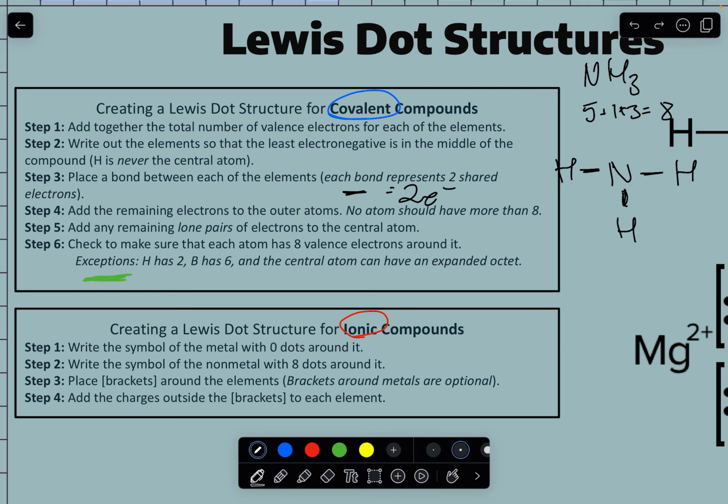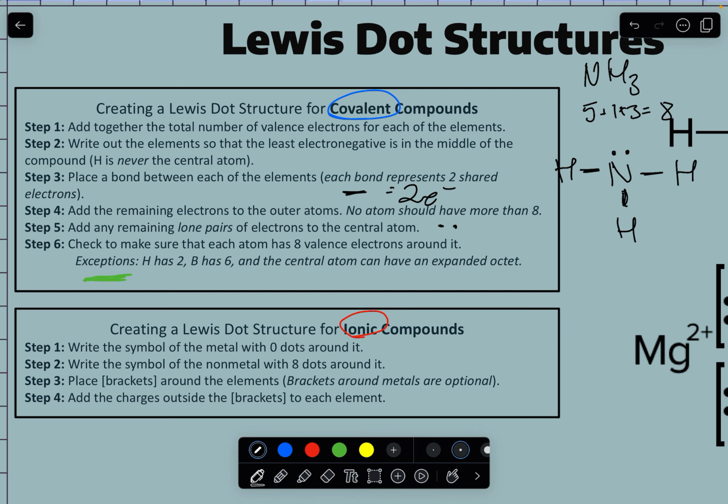Step 5 is add any lone pair of electrons to the central atom. Remember, our lone pair looks like 2 dots. It's 2 electrons, 2 dots. So on the central atom, our nitrogen, we're going to put the 2 dots.